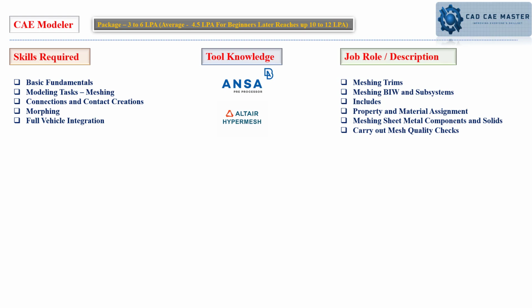The job roles, as I told, you need to mesh the trims, sometimes BIWs, and subsystems, you need to deal with includes for the subsystems, right? The property and material assignments inside it, meshing the sheet metal components as well as the solids, and a very important thing is the mesh quality check activities. You should do it, and you should be thorough with all the standards for crash, durability and NVH, and according to that you should mesh the models. There are different standards for crash, NVH and durability that you need to know.